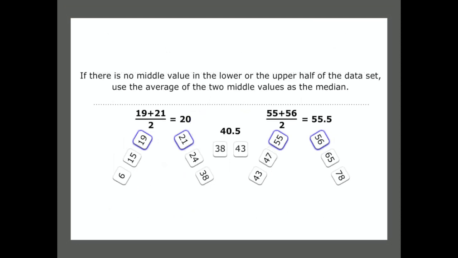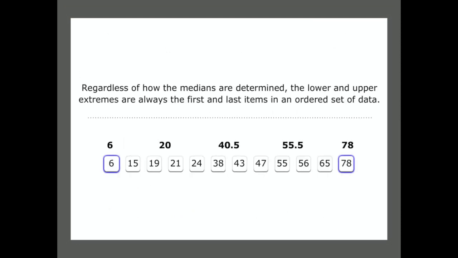So if you do end up having an even number on your lower quartile and upper quartile, it'd be the same thing to find the average between those middle 2 numbers. Regardless of how you found the other ones, the minimum and maximum are always just going to be the smallest and the biggest number.